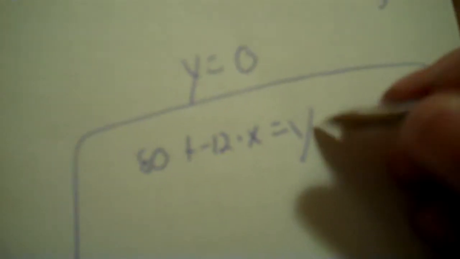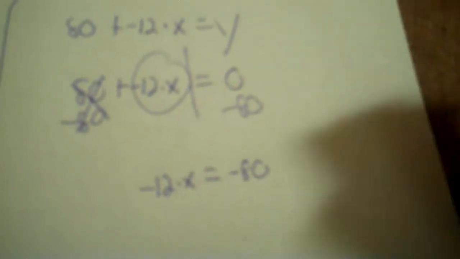Y equals 0. Okay, 80 plus negative 12 times X equals 0, okay? Then plus and times, you minus your 80, minus your 80, negative 12 times X, 0 minus 80 is negative 80, and you divide by negative 12. Now you get kind of a nasty decimal, okay? So go 6 or 7, I don't care. I go 7, go up. So it takes 7 days before it runs out.